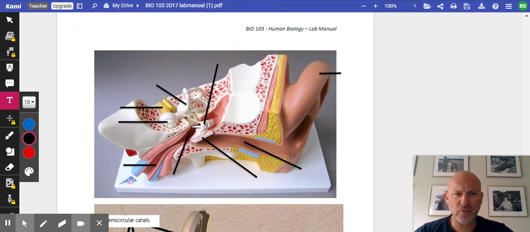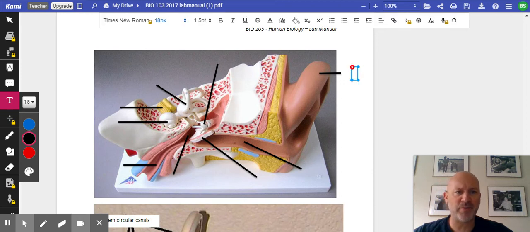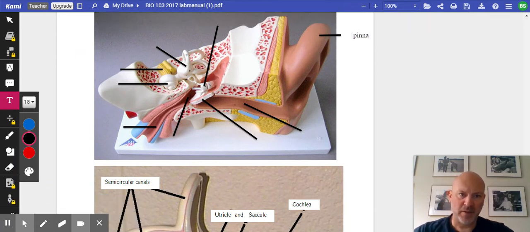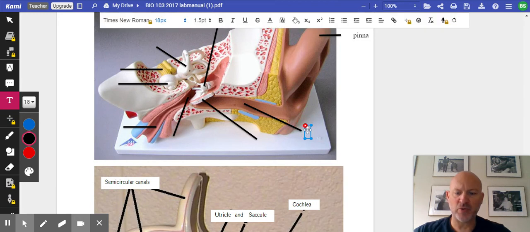So why don't we start from the outer ear. We'll go to the middle ear, and then we'll go to the inner ear. So the outer ear has this structure here. This is called the pinna, also called the auricle. And what this does is it conducts the sound waves into what's called the auditory canal. The sound waves are directed through the auditory canal into the middle ear.